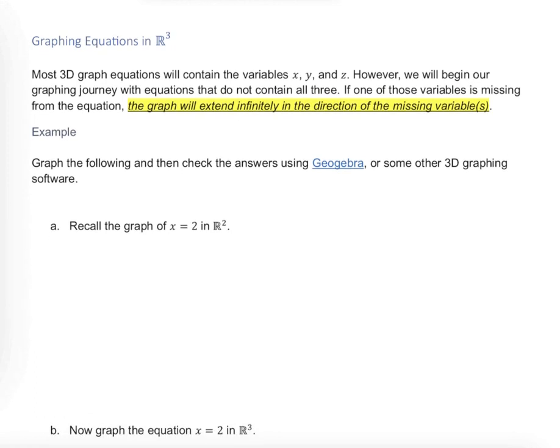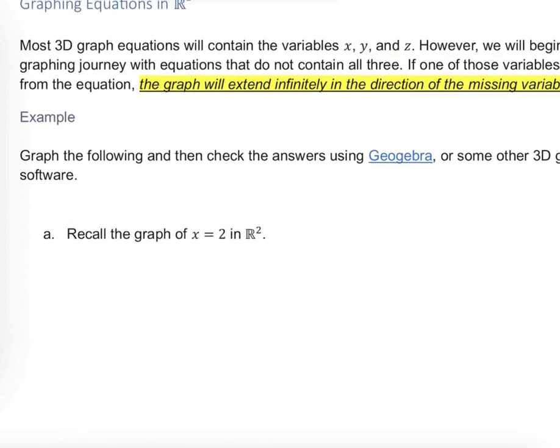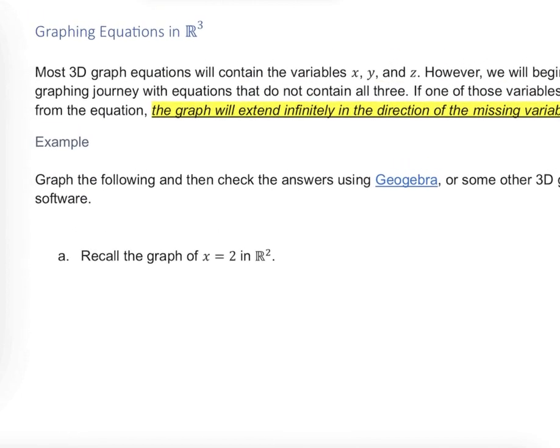Just to remember how we did this in algebra, if we were looking at the graph of x equals 2 in two-dimensional space, we knew that was a vertical line passing through x equals 2. The y variable is missing, and as you'll notice, we are extending infinitely in the direction of y. X is held constant, and we extend infinitely in the direction of the variable that is missing.